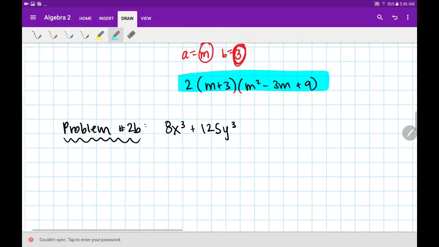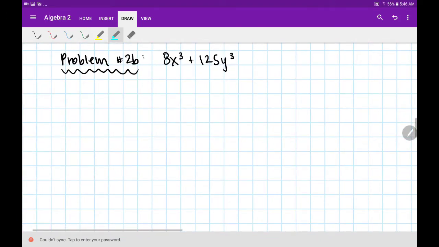All right. Let's do one more. So this one's, again, a sum of cubes. So we're going to see if it's already factorable. But first, let's see if we can pull out a GCF. Okay, let's check that first. So I have an 8, I have a 125. I can't think of any numbers that go evenly into both. So it doesn't look like GCF will work, but that's okay.